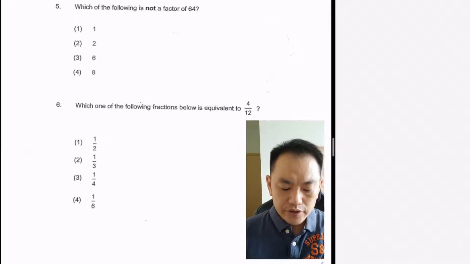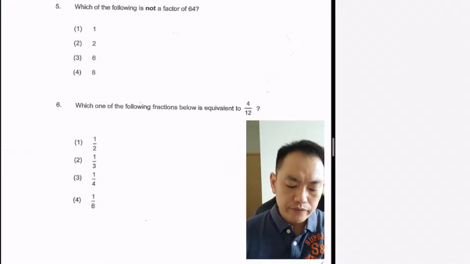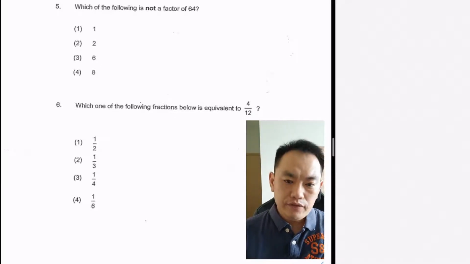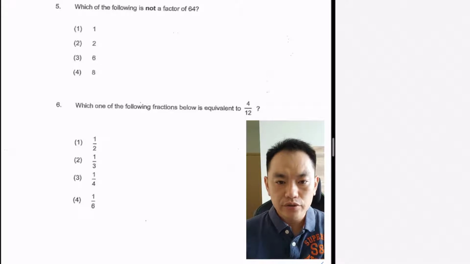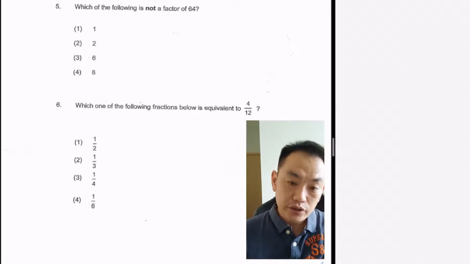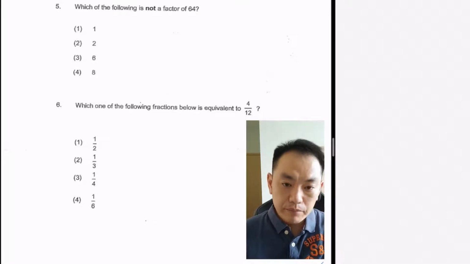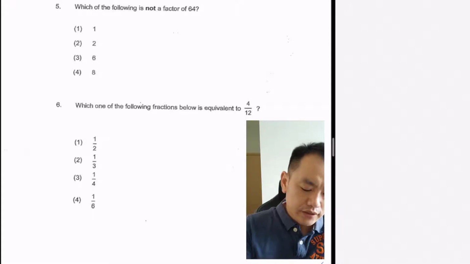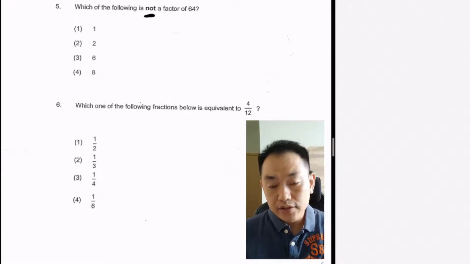Which of the following is not a factor of 64? So you want to find out factors. What is the definition of a factor? If a factor times another number can form the result, then that's a factor. Or if you can divide by this number without any remainder, that's also a factor. Let's look at these options. Number 1 is always a factor for all numbers except 0. We are asking for not, so 1 is not the answer.